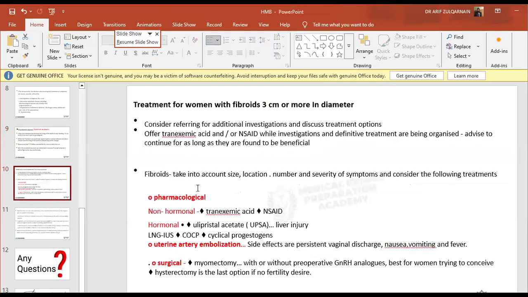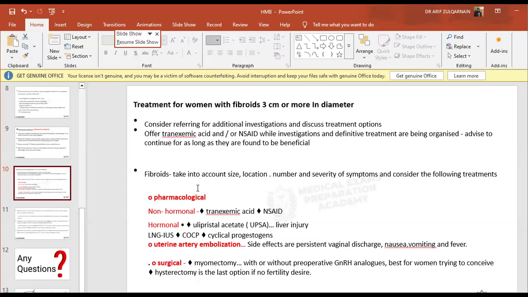So now we come to the second block. What's the second block? The second block is the treatment of heavy menstrual bleeding in women who have fibroids that are 3 centimeters or more in diameter. Okay. So first of all, we will consider referral for additional investigation and we will discuss the treatment options. The first line treatment is we will offer tranexamic acid or NSAIDs while investigating, and definitive treatment options are being organized. We will advise to continue as long as they are found beneficial.